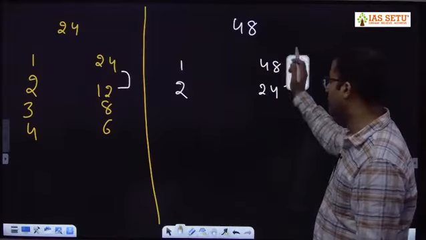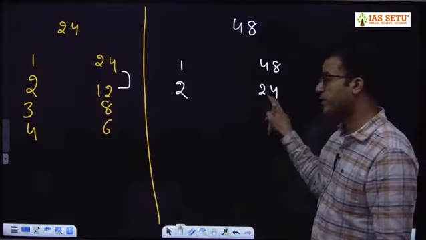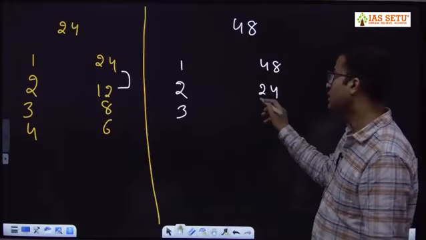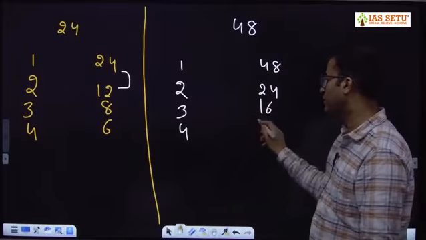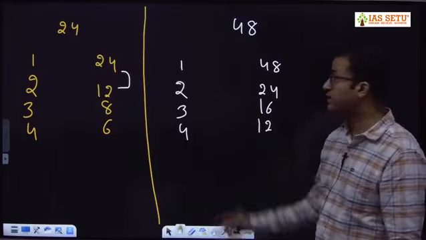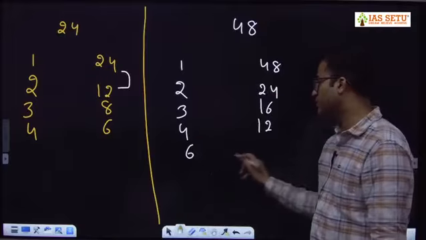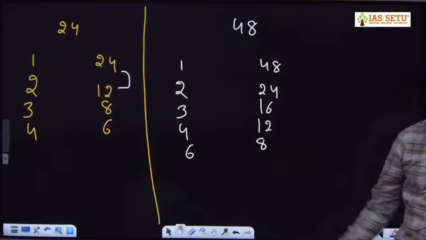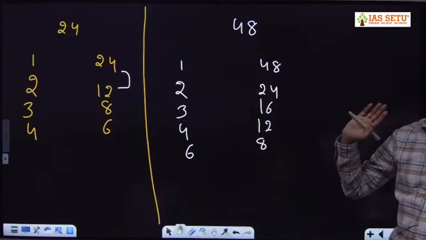So here 1 makes pair with 48, 2 makes pair with 24, 3 makes pair with 16, 4 makes pair with 12. 12 4s are 48. Is it divisible by 5? No. Is it divisible by 6? Yes. 6 makes pair with 8. Is it divisible by 7? No. Stop. You check the left hand side, the right hand side you automatically get.